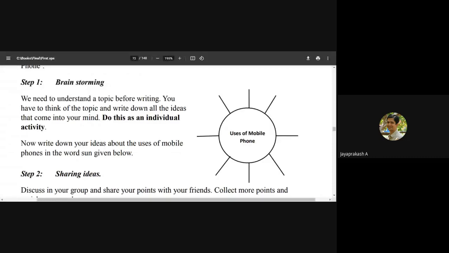Because it is in the shape of a sun, such ideas that we write in the shape of the sun are called word suns or Padasuryan.